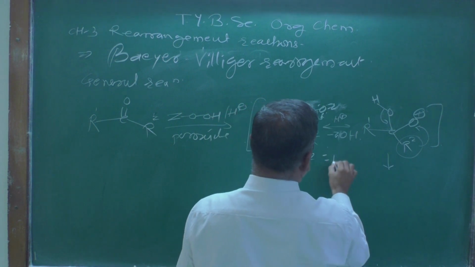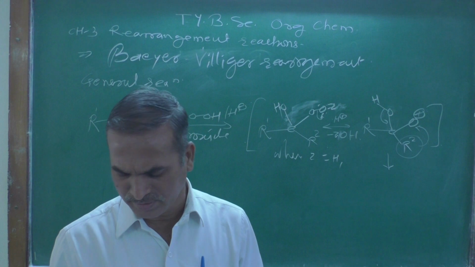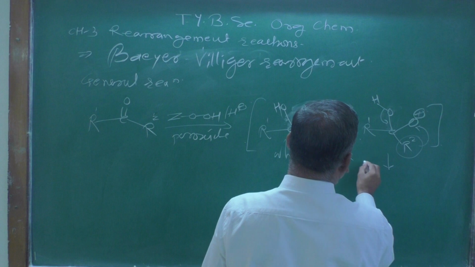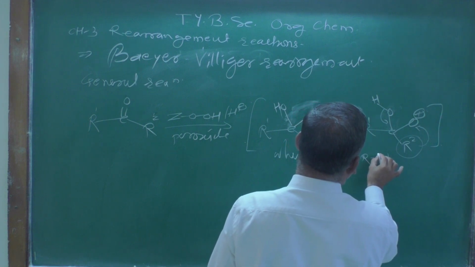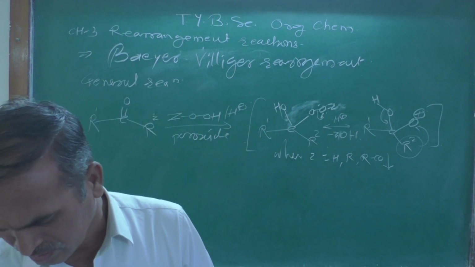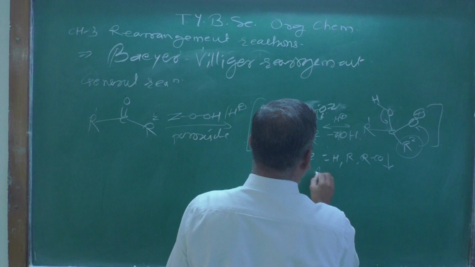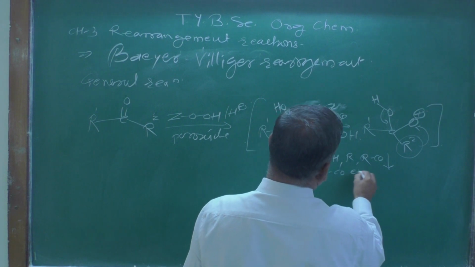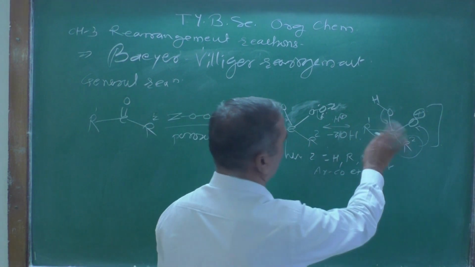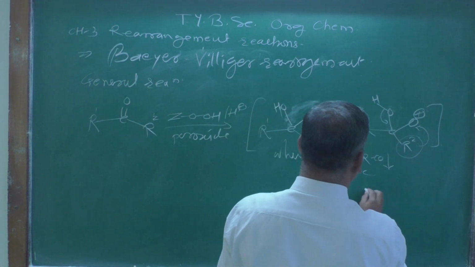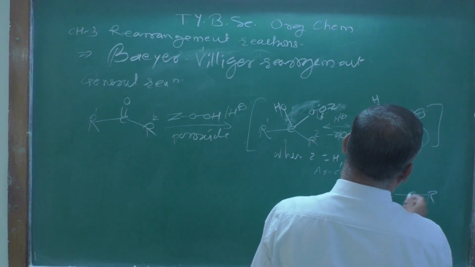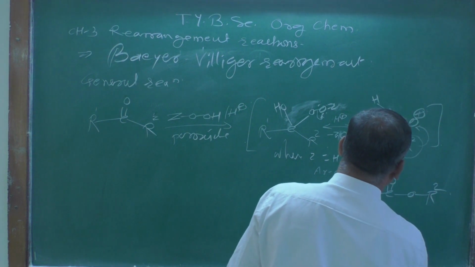Z is equal to maybe hydrogen, or you can take an R group, or you can take an RCO, acyl group, or you can take an ArCO group, etc. These groups you can take over there, but the rearrangement reaction will occur, and you get here R, C double bond O, and R1. So this is R2. It is nothing but an ester.